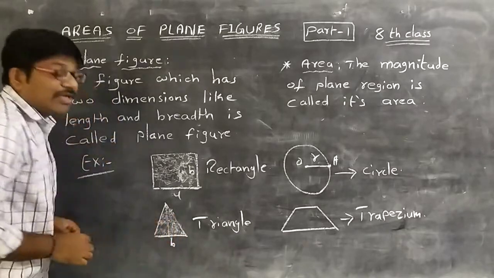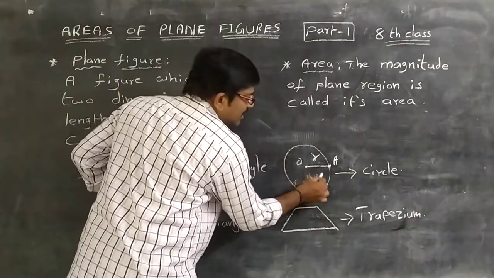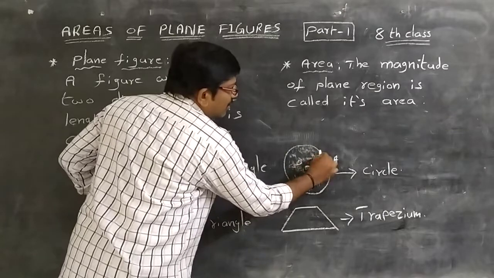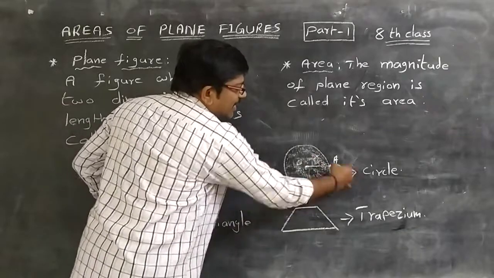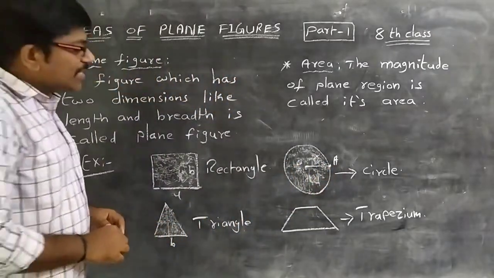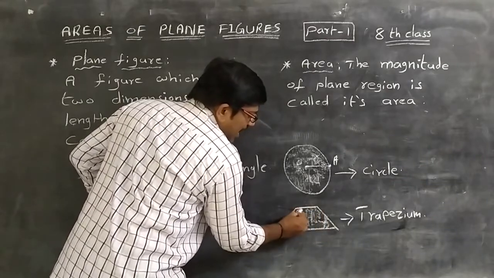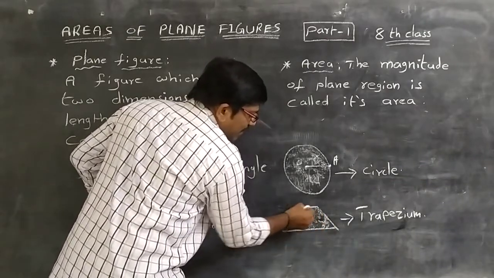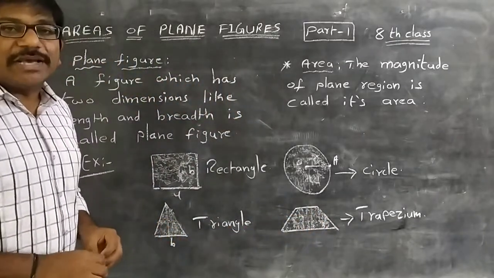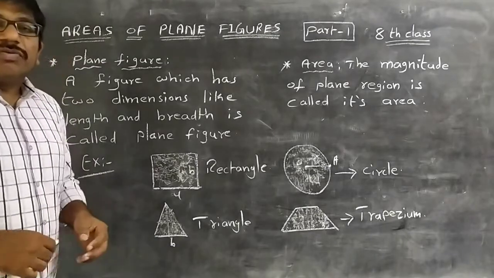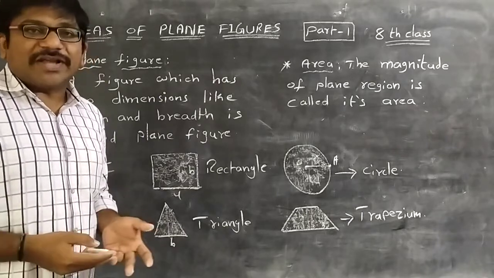This area is called the area of a triangle. And the area of a circle: the magnitude of the plane region is its area, that is the area of the circle. And the area of a trapezium. A trapezium is also a closed plane figure, and the total region enclosed by the four sides of the trapezium is called the area of the trapezium. Now we discuss the formulas: how to find the area of plane figures.